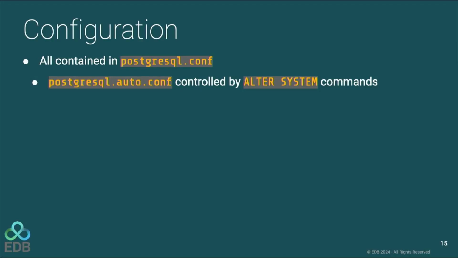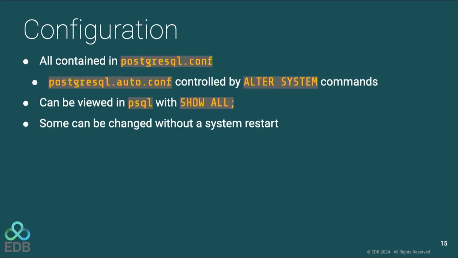So if you need to find out what the settings are and what needs to be changed, these two files are good places to look. Another way to find out how the database is currently configured is to use SHOW ALL. SHOW ALL shows you the current configuration. Some people may make changes without committing them to postgresql.conf or postgresql.auto.conf, so SHOW ALL shows you the current configuration, even if it's uncommitted.